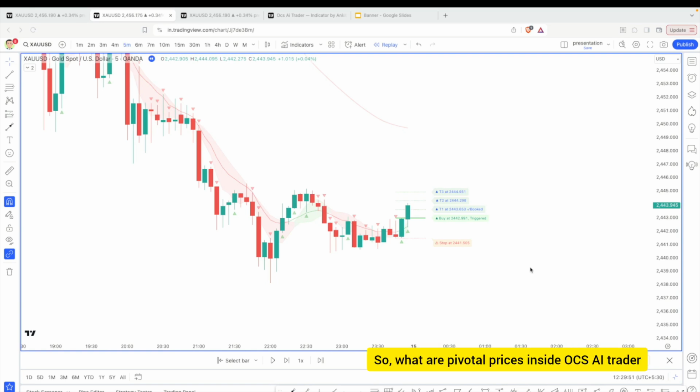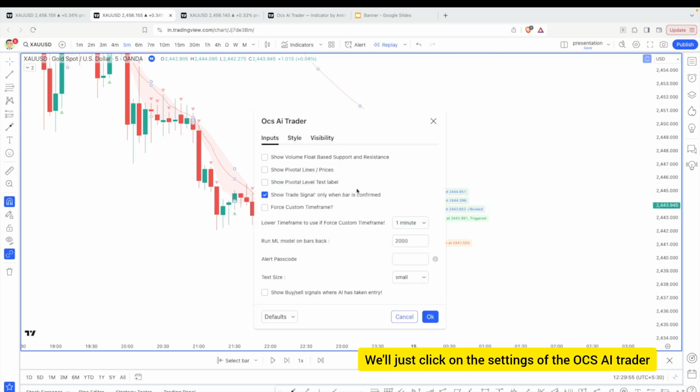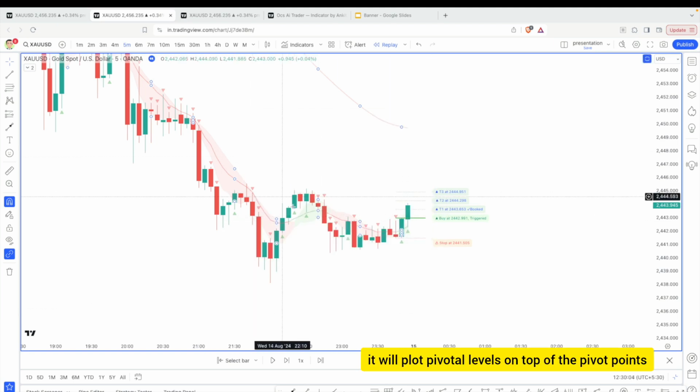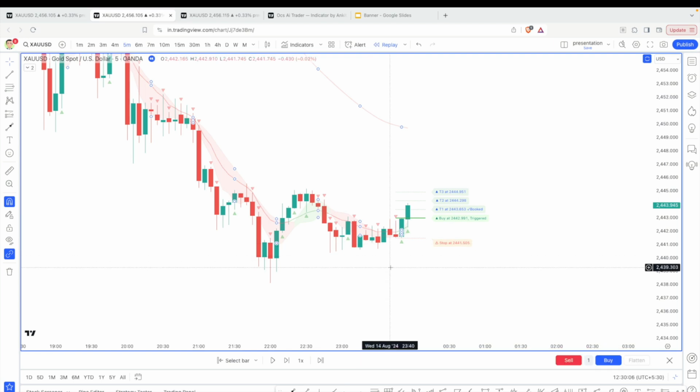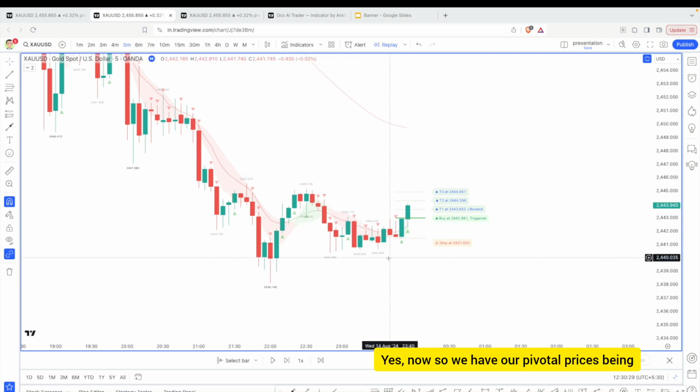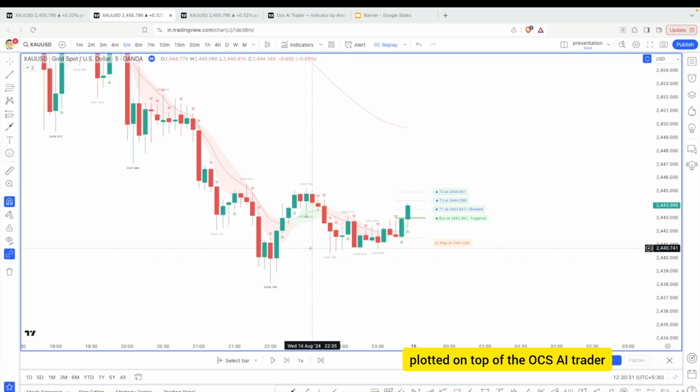Okay, so let's understand the first point, that is pivotal prices. So what are pivotal prices inside OCS AI Trader? We'll just click on the settings of the OCS AI Trader. We go here, show pivotal levels and text levels. Once you click it, it will plot pivotal levels on top of the pivot points. So let's wait for it. Yes, now we have our pivotal prices being plotted on top of the OCS AI Trader.